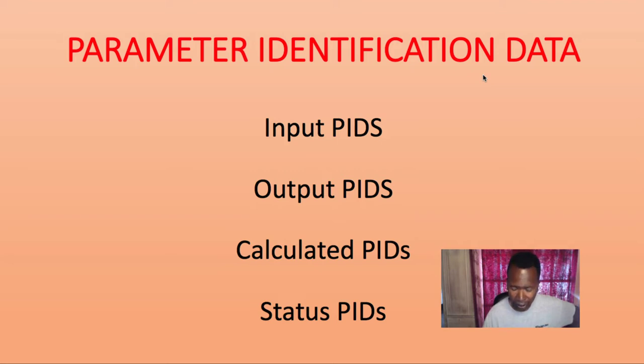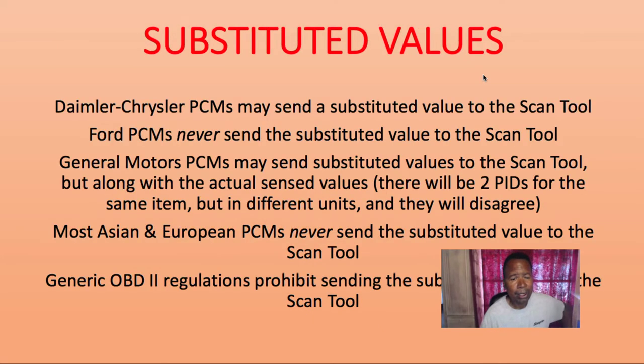switch is an input. Output devices would be anything that the computer controls, which is called an actuator. Purge solenoids, EGR solenoids, transmission control solenoids, fuel pump, fuel injectors, they're output devices. Calculated engine loads, again, that would be fuel trim, mass airflow, and status, like readiness tests for the monitors. But one thing I need to add to that is this: substitute values.